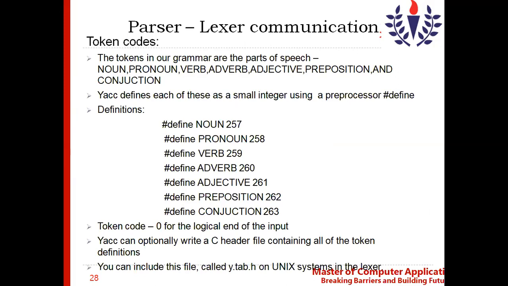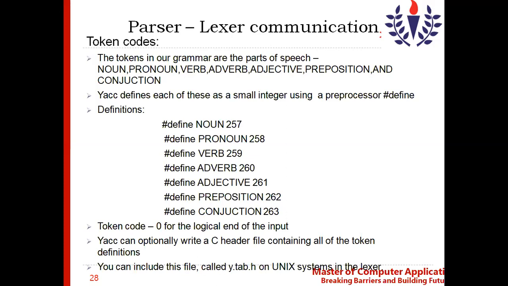When you have certain tokens, the tokens have to be defined. Which tokens are used? For example, in the previous case, we have seen tokens like noun, pronoun, verb, adjective, the types of the word. These are the tokens. In order to recognize the type of the word, the token has to be passed. The tokens are defined in yak. So yak defines the tokens.